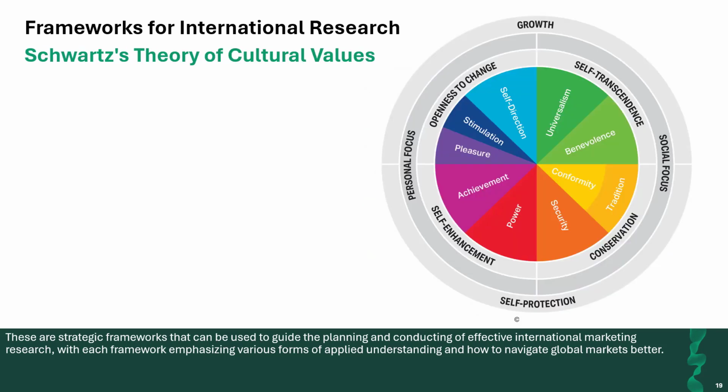Israeli sociologist Shalom Schwartz's theory of cultural values is based on 3 fundamental questions that societies face when regulating human activity. First, how should people find meaning in life? This question explores the cultural values that guide individuals in seeking purpose and fulfillment.